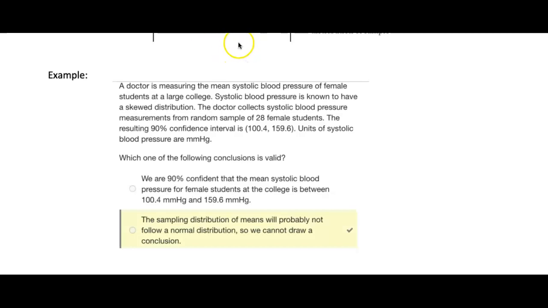The reason for that is because our sample size was small, 28 female students, and the original population distribution was known to be a skewed distribution. So that is why we can't even make a statement like the one that's listed above it. If we had a larger sample size, a sample size more than 30, then we wouldn't have to worry about the original population distribution being skewed. And the statement that's listed there, we are 90% confident that the mean systolic blood pressure for female students at the college is between those two values, would be correct.